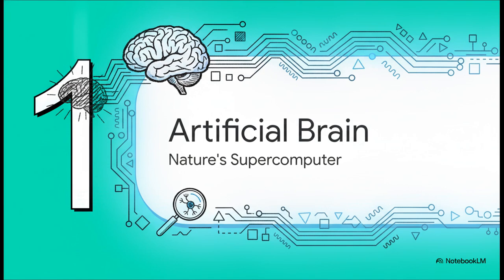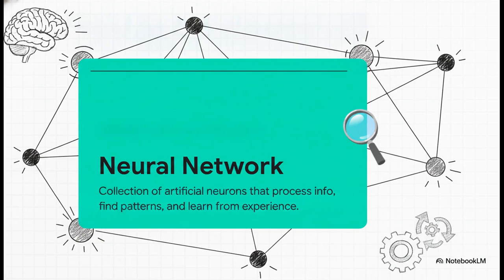Section 1. Meet the artificial brain. Nature's supercomputer goes digital. So, to really wrap our heads around modern artificial intelligence, we actually have to look at the human nervous system first. A neural network is simply a collection of artificial neurons, they're called nodes, that process information, recognize patterns, and learn from experience. It's literally mimicking the way our biological brain cells work together.